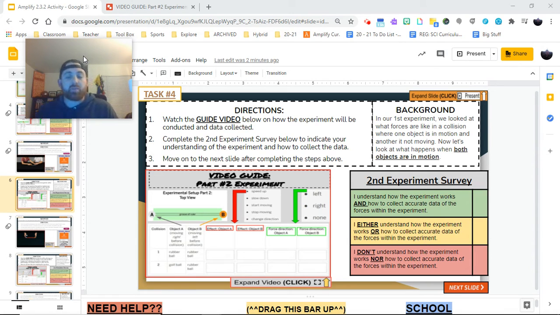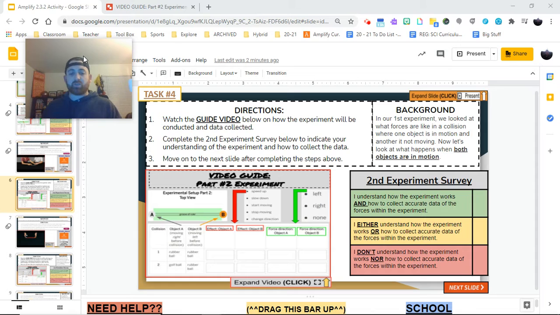Now, everything we've done up to this point has been with a ruler, a golf ball, and different bouncy balls, rubber balls, to help us see what forces are like for an object that collide, and then how the motion and direction of those objects are affected by those forces. Now, we're going to do another experiment using those same objects, and it's going to look very similar. We're going to have some slight changes, but we're also going to be looking at a different idea.